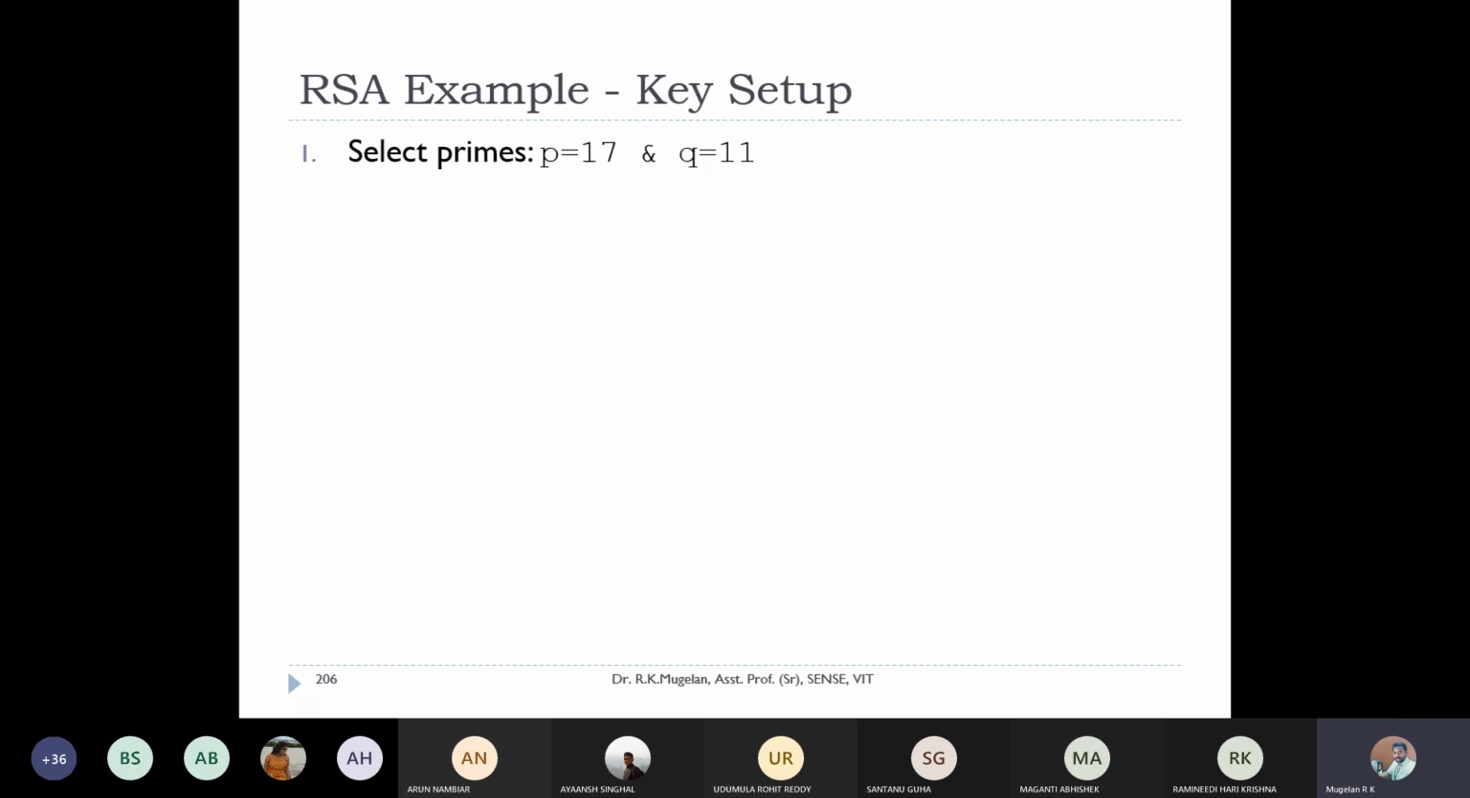Now, for your understanding, I'm starting with small numbers. They have given you prime numbers P equal to 17 and Q equal to 11. Now I want you people to tell me the answer of N and phi of n. Kindly post it in the chat box.